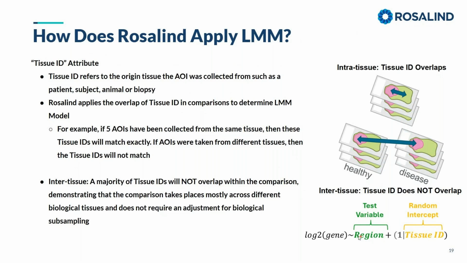So essentially what you're going to get is this equation here. This is a linear mixed model. So we're going to have a test variable. In this case, they're comparing across regions, so we're automatically going to apply this test variable. If you wanted to compare against disease or date, or whatever your test variable is, we correct for that. And then your random intercept. The random intercept that's going to be corrected for is your tissue ID, as the most variance that we can see in this model is that same tissue regions.